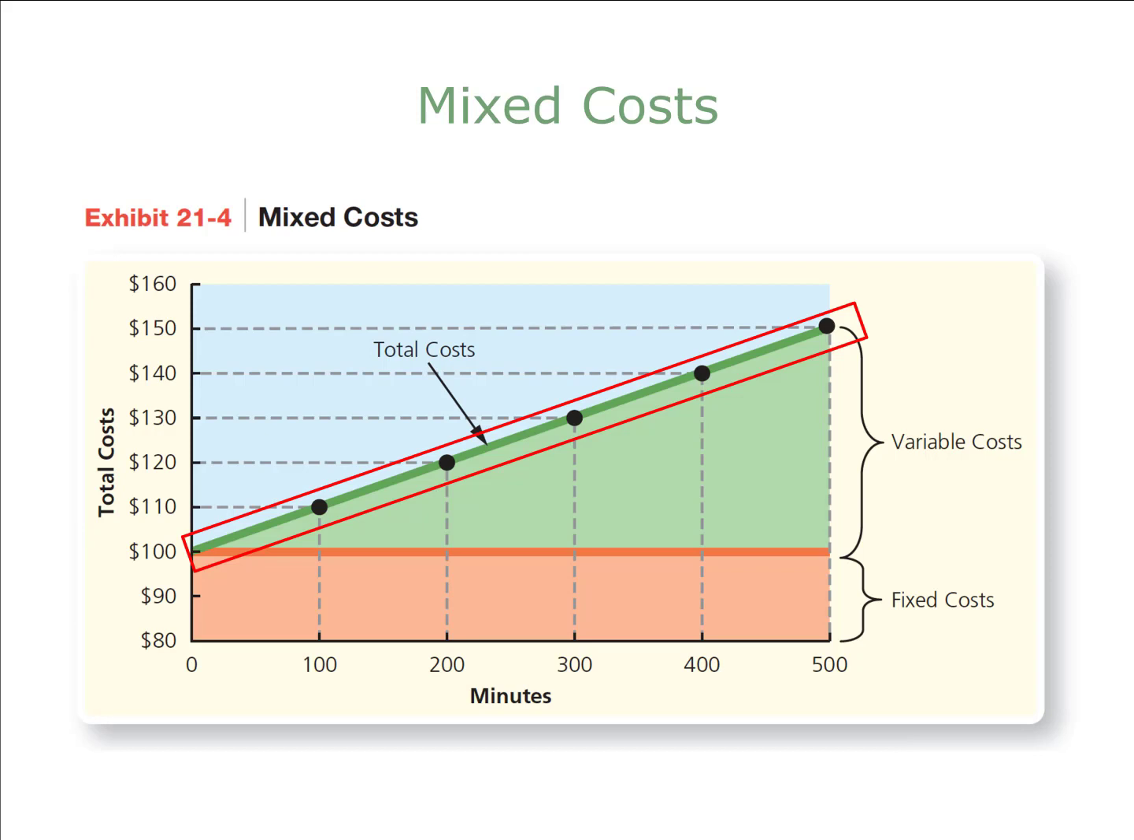In the next video, we'll learn how separating mixed costs into their fixed and variable components can allow management to determine how many units they need to sell to break even, or how many units they need to sell to reach a certain profit target, such as $1 million.